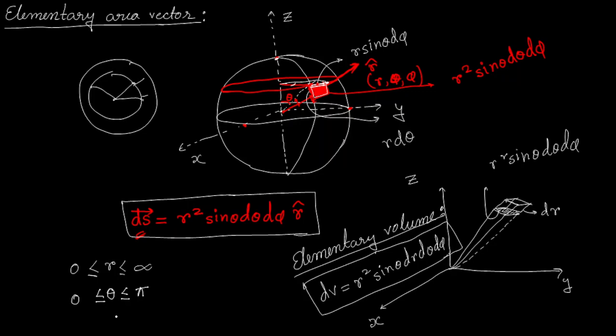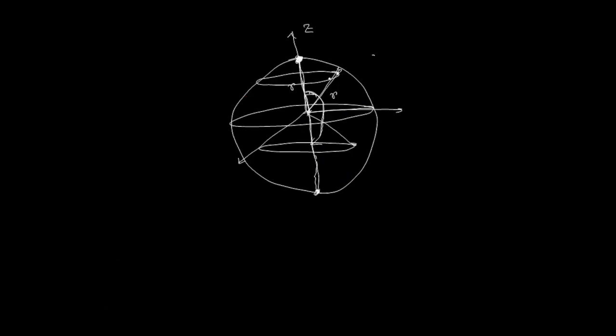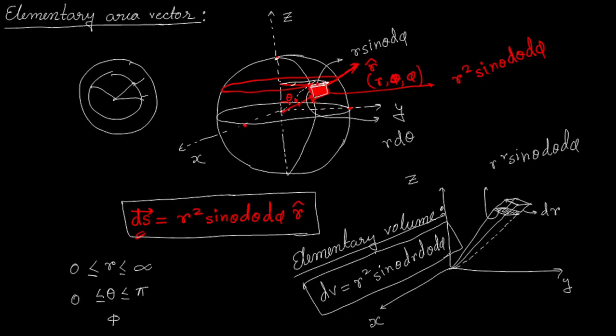And then what will be the limit of phi? For each value of theta and r, we are making a circle around the z-axis. So to make this circle, we have to rotate this point by an angle 2 pi. So that's the limit of phi, 0 to 2 pi. So the limit of phi will be 0 to 2 pi.